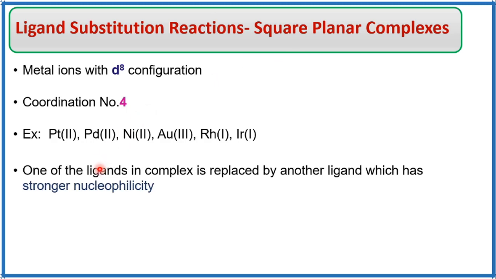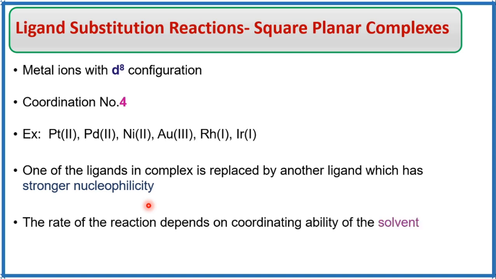So in these reactions, one of the ligands in the square planar complex is replaced by another ligand which has stronger nucleophilicity. That means we will take a square planar complex. In this square planar complex, one of the ligands is replaced by an outside ligand or entering ligand to give the product. And in these reactions, sometimes the rate of the reaction also depends on the coordinating ability of the solvent.